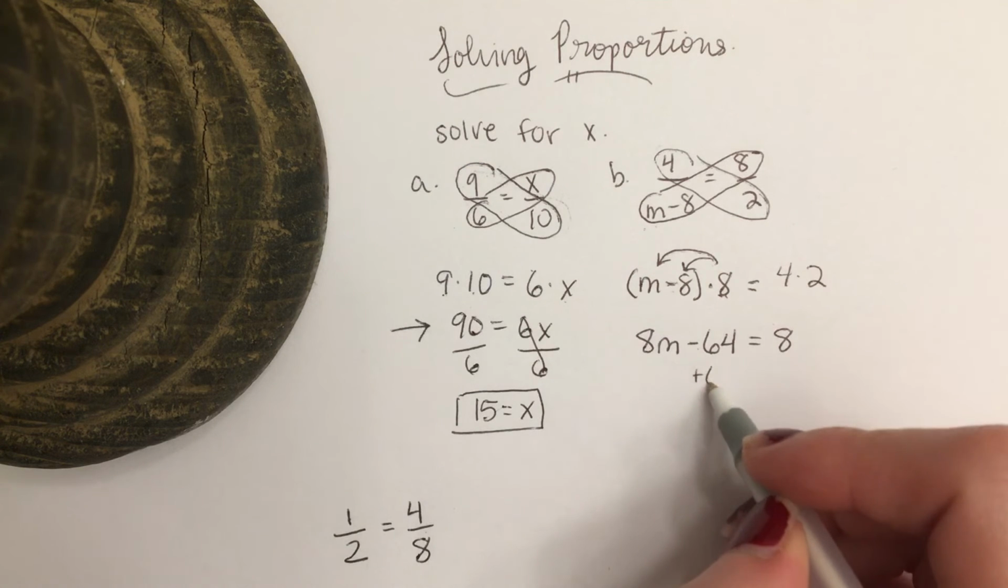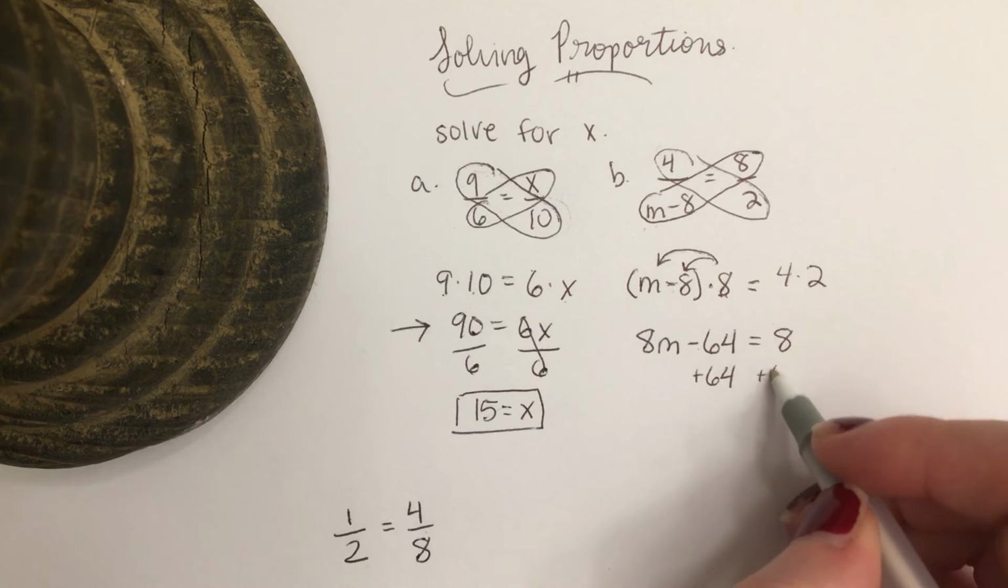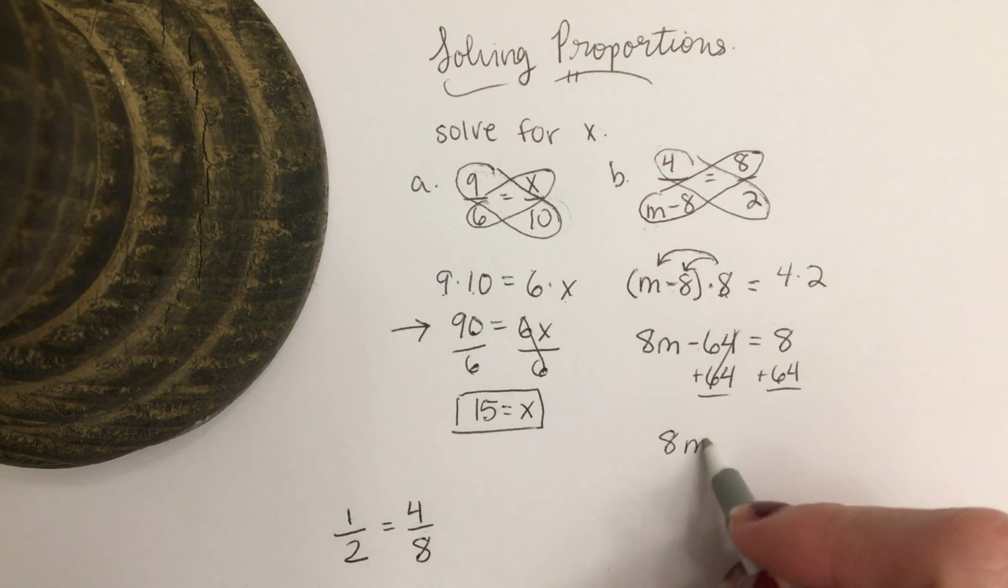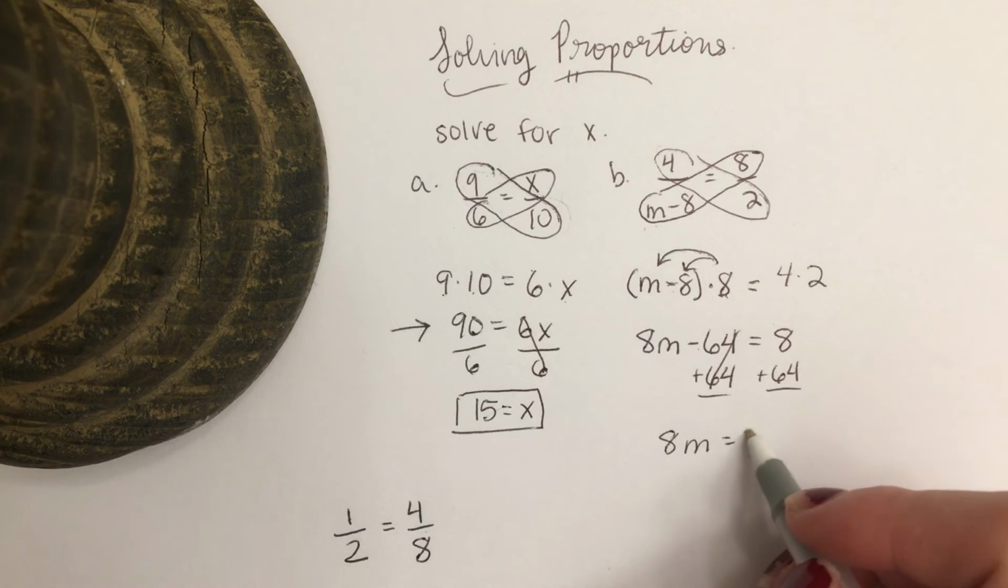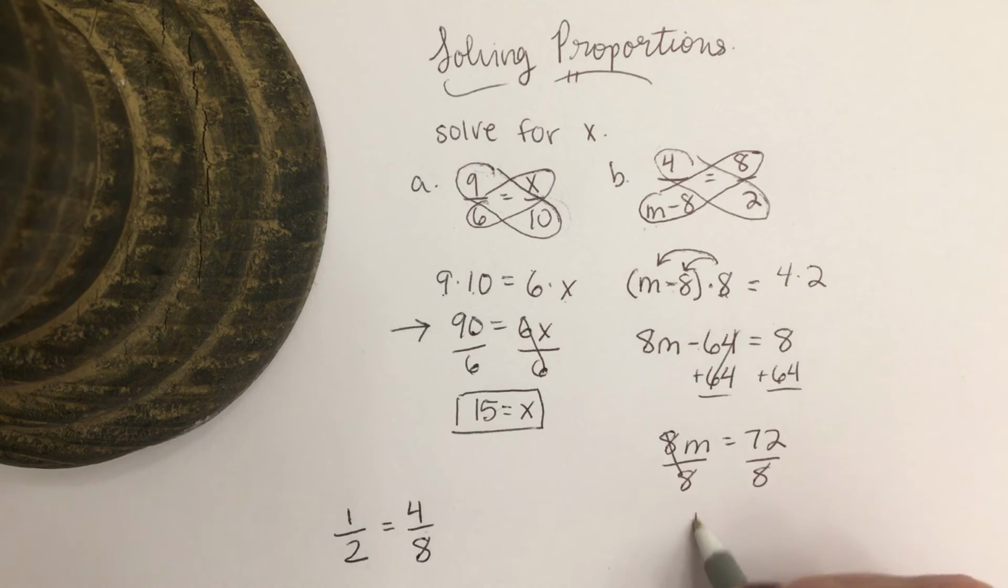So the next step is to add 64 to both sides. So when I add 64 to both sides, that's going to cancel, and I get 8m equals 72. And then I can divide both sides by 8 to leave me with m equals 9.